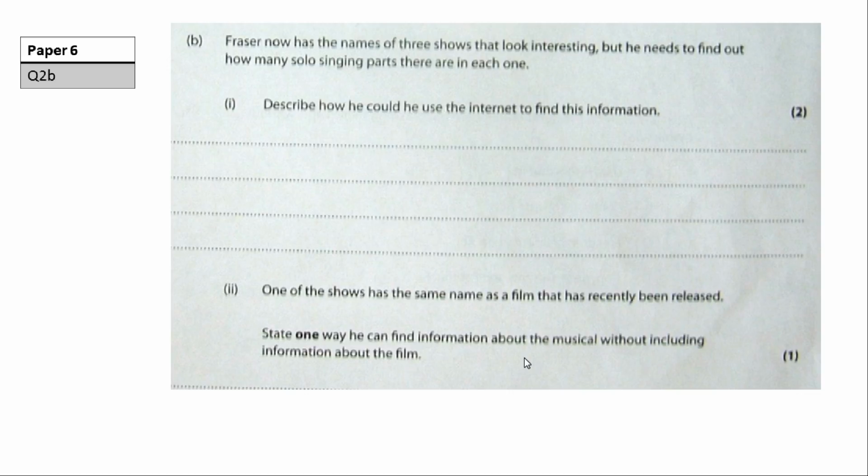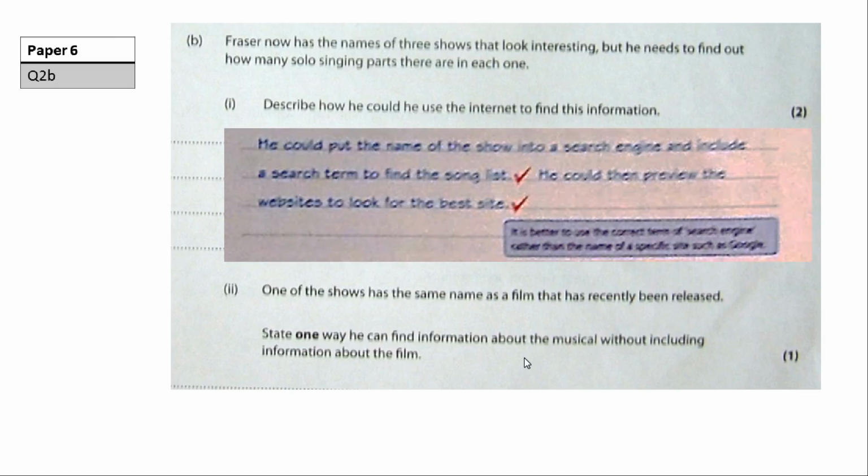Okay, so he's found 3 shows that look interesting, but needs to find out how many singing parts there are in each show. So he could use a search engine. So he could use Google searches. He could use Boolean. He could use advanced searches. He could find out maybe some other websites that relate to that or tell him that. So yeah, put the name in the search engine and include the search terms. So you can maybe give an example in your answer. He could then preview the websites to look for the best site.